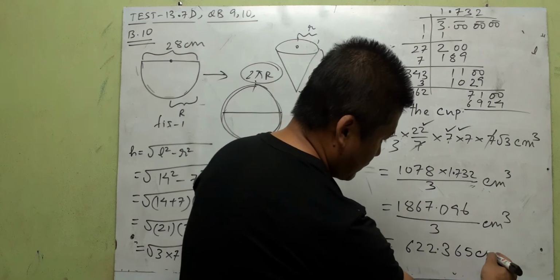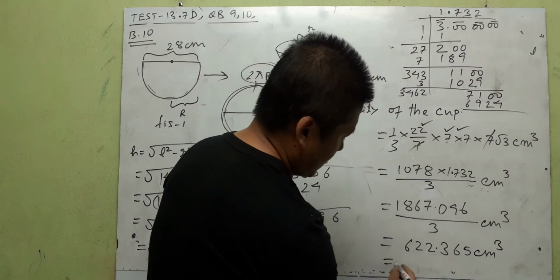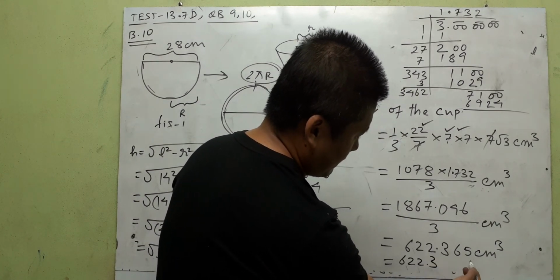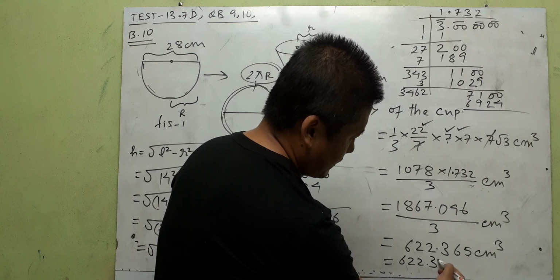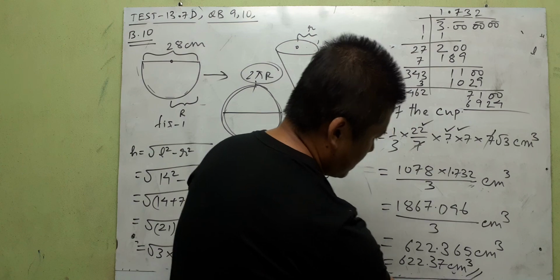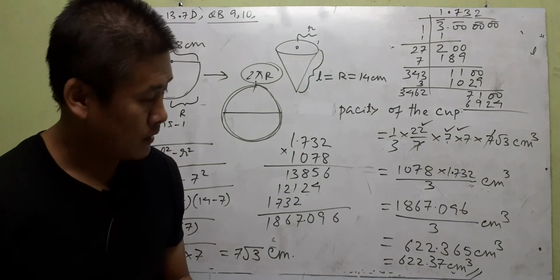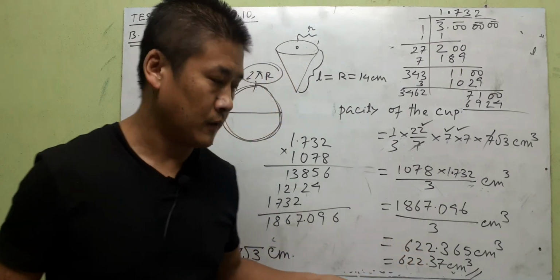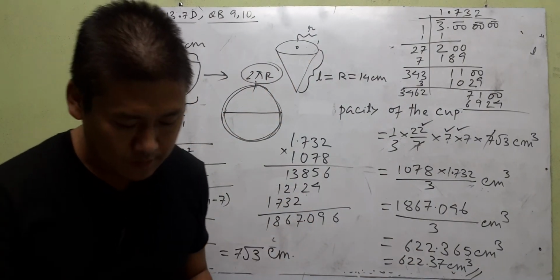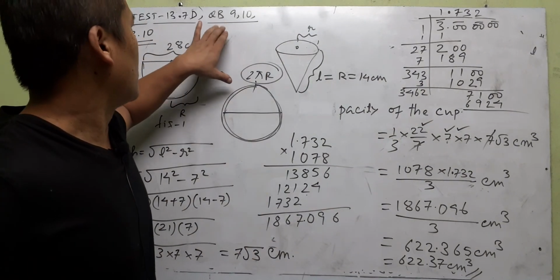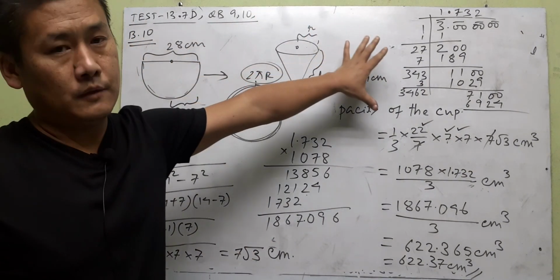Third place is enough, as we said. Then we take approximation up to third place, that means 622.3. Then the third place is 5 or more than 5, so this will increase by 1. 622.37 centimeter cube. Exactly, the textbook answer here is slightly different from this. Okay, this is the more correct one: 622.37 centimeter cube. So that concludes your test portion. You can give the test for this.